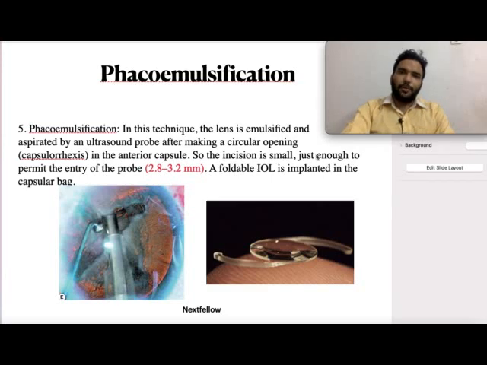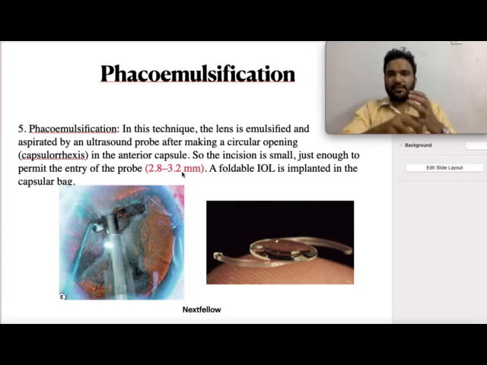Then comes phacoemulsification. In this technique, the lens is emulsified and aspirated through the ultrasound probe. This is the ultrasound probe. This is how it is broken down and then eaten up by the phaco probe. The incision is very small, 2.8 to 3.2 mm. We can place a foldable lens, which we can either fold and place, or we use a rollable lens also. This is how tiny the lens is.